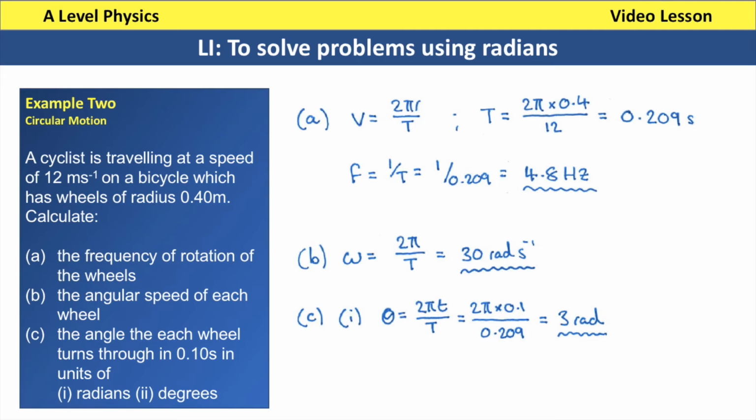But it now wants me to work this out in terms of degrees as well. And because we know that there's 2 pi radians in a circle, which is equivalent to 360 degrees, I can just manipulate that formula for angular displacement to become 360 t over T, because obviously 360 degrees is equivalent to 2 pi radians, and then I substitute in the same data, so it's 360 times 0.1 divided by 0.209, which gives me an answer of 172 degrees.